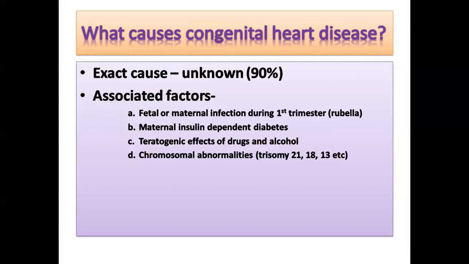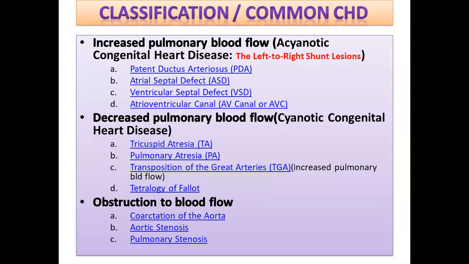Moving on to the classification of common congenital heart defects. In this classification, I have divided them into three categories. That is increased pulmonary blood flow, which we can also call acyanotic congenital heart disease. Second is decreased pulmonary blood flow, which we can also call cyanotic congenital heart disease or defects. The next is obstruction to blood flow.